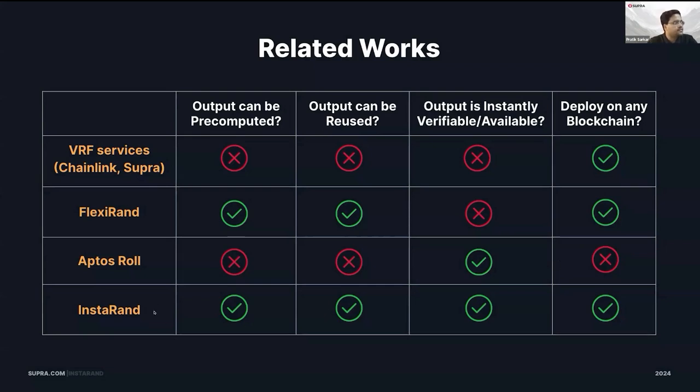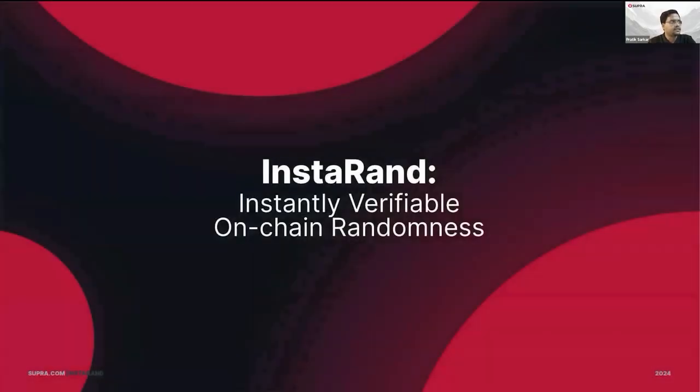So next, finally, we have InstaRand. In InstaRand, we will show how we can pre-compute the output, and the output can be reused. That is, you can generate the same output from the pre-computation phase to generate multiple extended outputs. And these extended outputs can be instantly verifiable, right? And we can also deploy on any blockchain. And in fact, InstaRand is not just a protocol, it is like a framework or like a compiler which can upgrade existing beacon protocols with instant verifiability. I'll talk about this in more detail in the next slide.